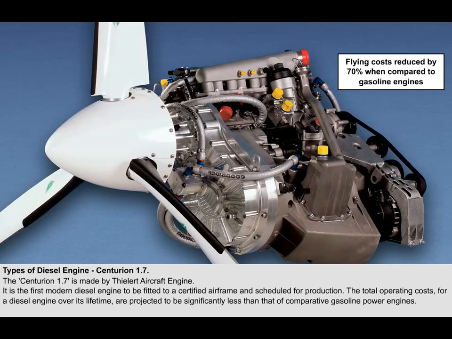The manufacturers say that the engine reduces the cost of flying by 70% compared to gasoline-powered aircraft, based on fuel prices in Germany. Total operating costs for a diesel engine over its lifetime are projected to be an order of magnitude less than that of comparative gasoline-powered engines.